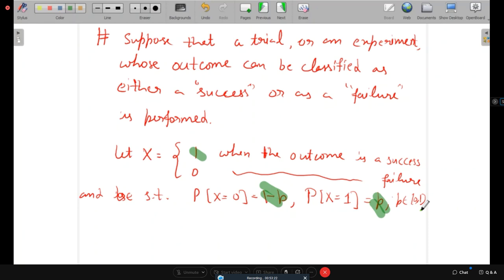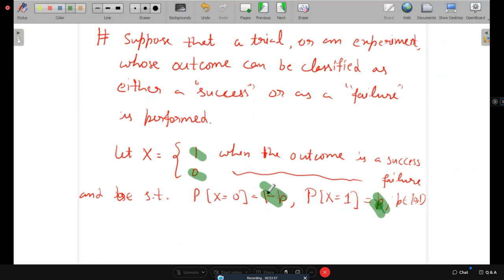It's a specialized indicator random variable. Why specialized? Because it can only take the value 1 or 0, whereas indicator random variables in general can take negative values, positive values, all types of values. So here, when the outcome is a success, X will take the value 1 with probability P, and when the outcome is a failure, it will take the value 0 with probability 1 minus P.